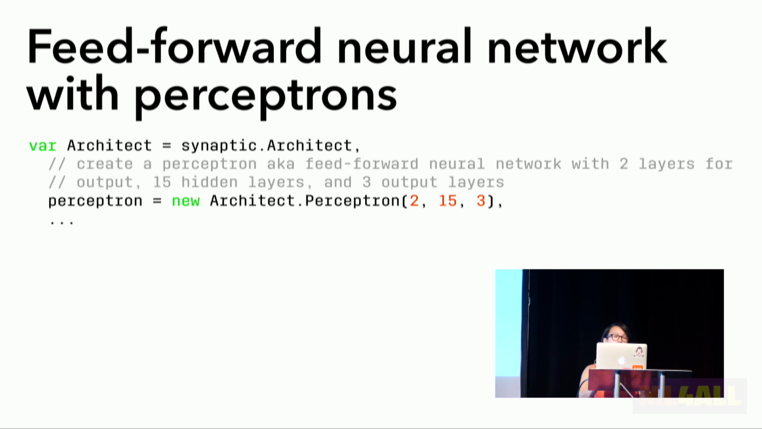So here we are creating a neural network with perceptron architecture. We have 2 input layers, 15 hidden layers, and 3 output layers. And as we learned yesterday, all that's happening in each layer is a bunch of math.